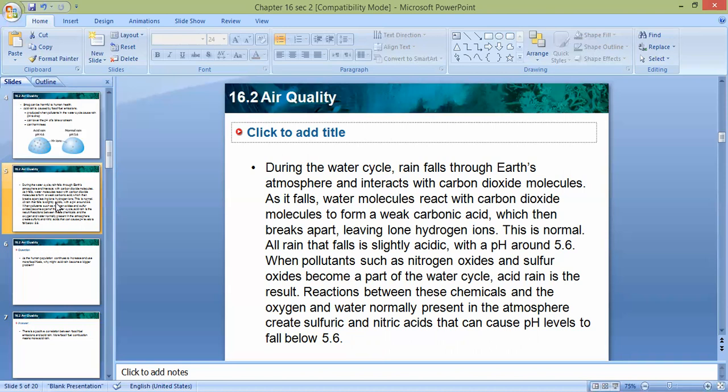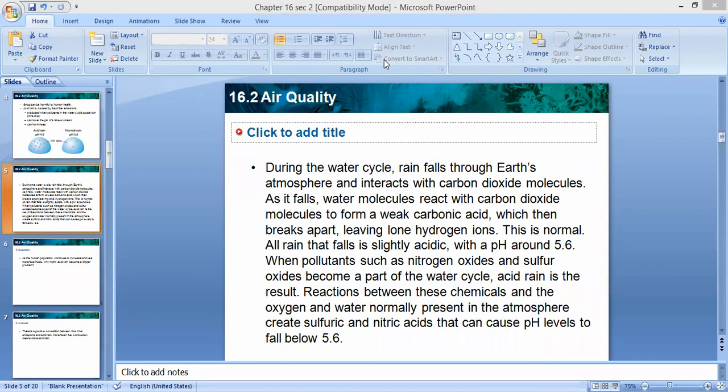And this will cause the pH level to fall below. The pH goes down and the acidity rises, so the water of the rain becomes more acidic, and this is not normal. The normal pH of rain must be 5.6, the normal acidity for rain.